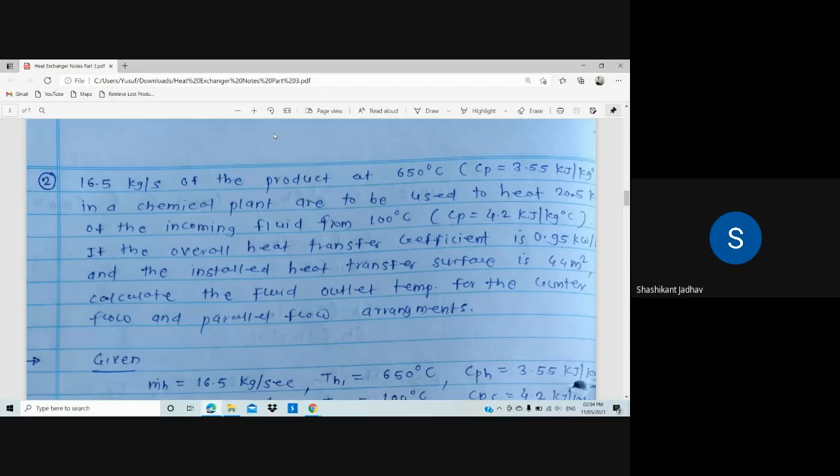20.5 kg per second of the incoming fluid from 100 degrees Celsius, in bracket Cp is equal to 4.2 kilojoule per kg degree Celsius, bracket complete, full stop.